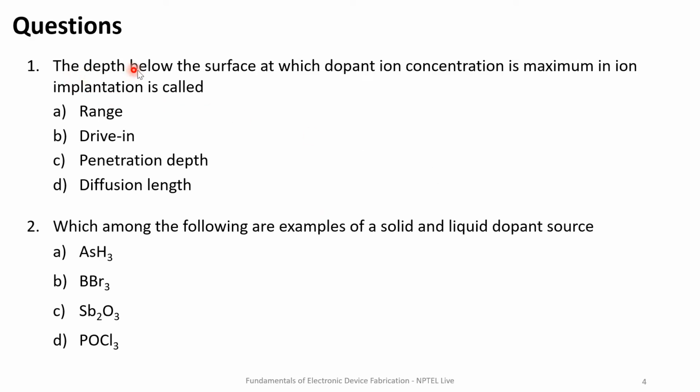The first question is: the depth below the surface at which dopant ion concentration is maximum in ion implantation is called. We just went through the PPT, so can anybody unmute and give me the answer? In the case of ion implantation, maximum concentration will be at a particular distance below the surface of the wafer, and that particular distance is called as. You can try once more, it's fine. It's not penetration depth, range. Yeah, that's the correct answer. So range is the correct answer.